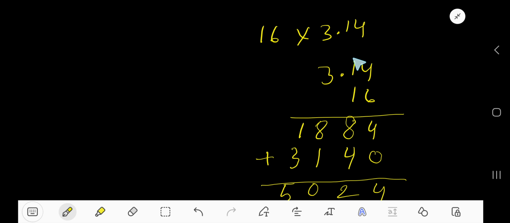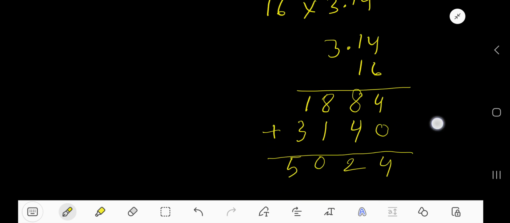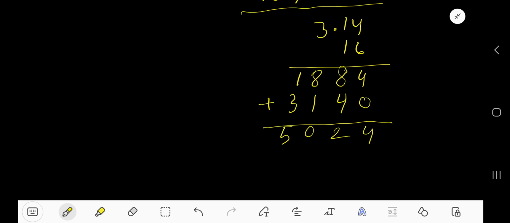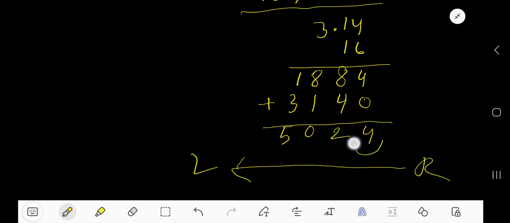Now we have to place the decimal point in our result. Look, after the decimal in your problem, here we have 1 digit, 2 digits, right? So after the decimal we have 2 digits. So now you have to start from right to left, and place the decimal point 2 digits to the left. So 50.24. This is very easy, right?